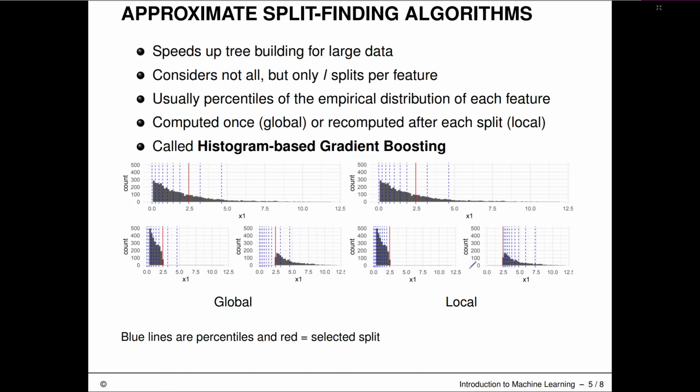Here's a slide on the approximate split finding algorithms that can be used in XGBoost. There are two versions of this, a simpler, faster global one and a more computationally intensive local one. The idea is to speed up the tree building for large data sets.